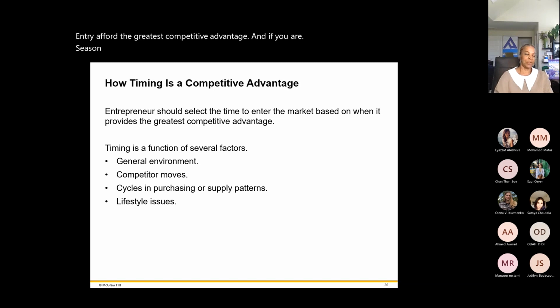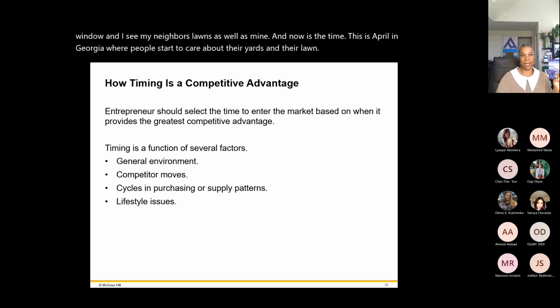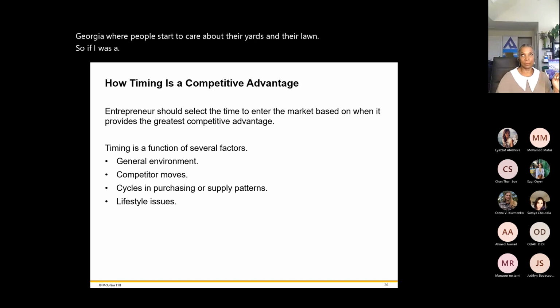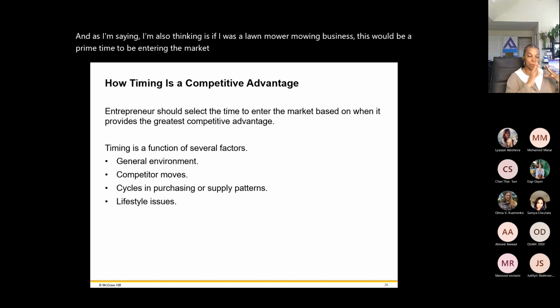seasonal, let's say for instance, I always use the lawnmower because I'm looking out my window and I see my neighbors' lawns as well as mine. And now is the time, this is April in Georgia, where people start to care about their yards and their lawn. So if I was, and as I'm saying it, I'm also thinking, if I was a lawnmower mowing business, this would be a prime time to be entering the market, because people are thinking about their yards and they may be looking for a change.